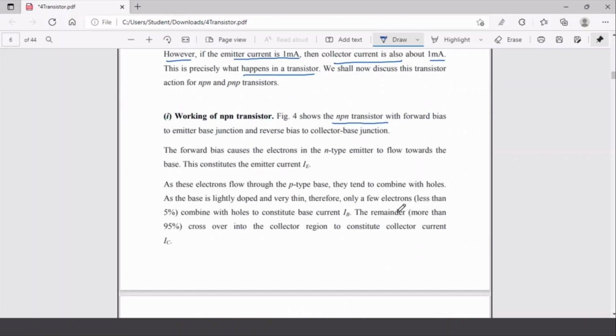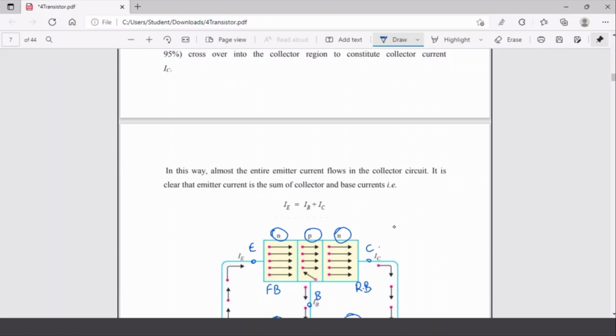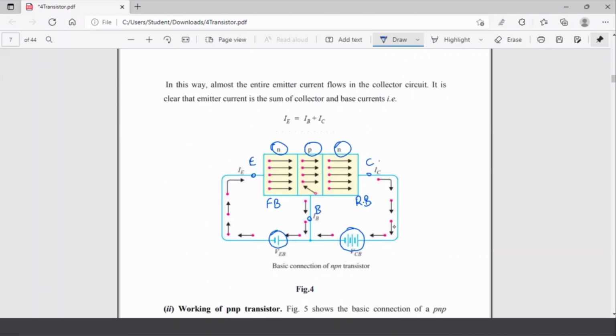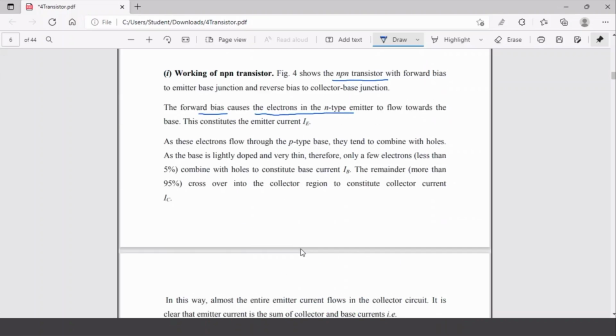Now what happens here? The forward bias causes the electrons in N type to flow towards the base, as we discussed earlier. This negative terminal is connected here, that will lead to electrons, these electrons will be moving towards the base here.